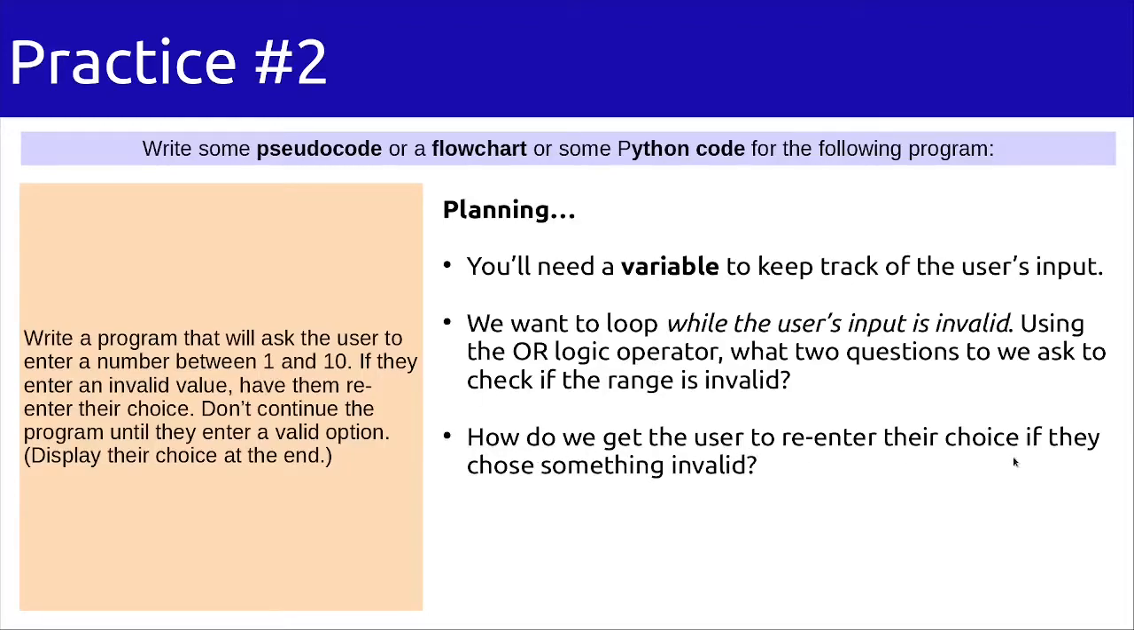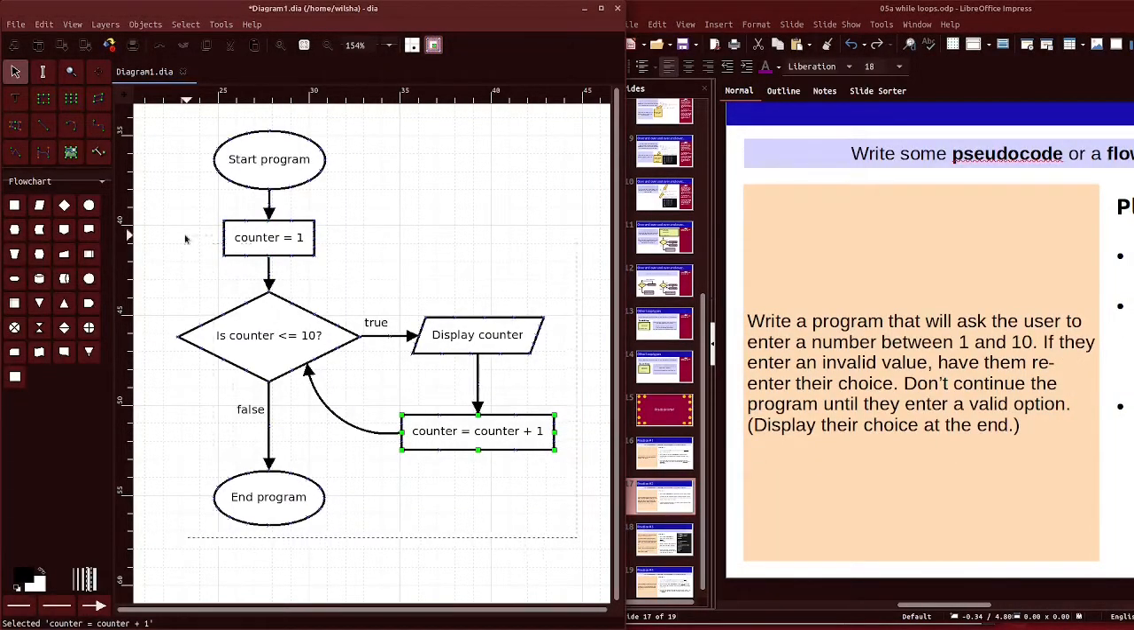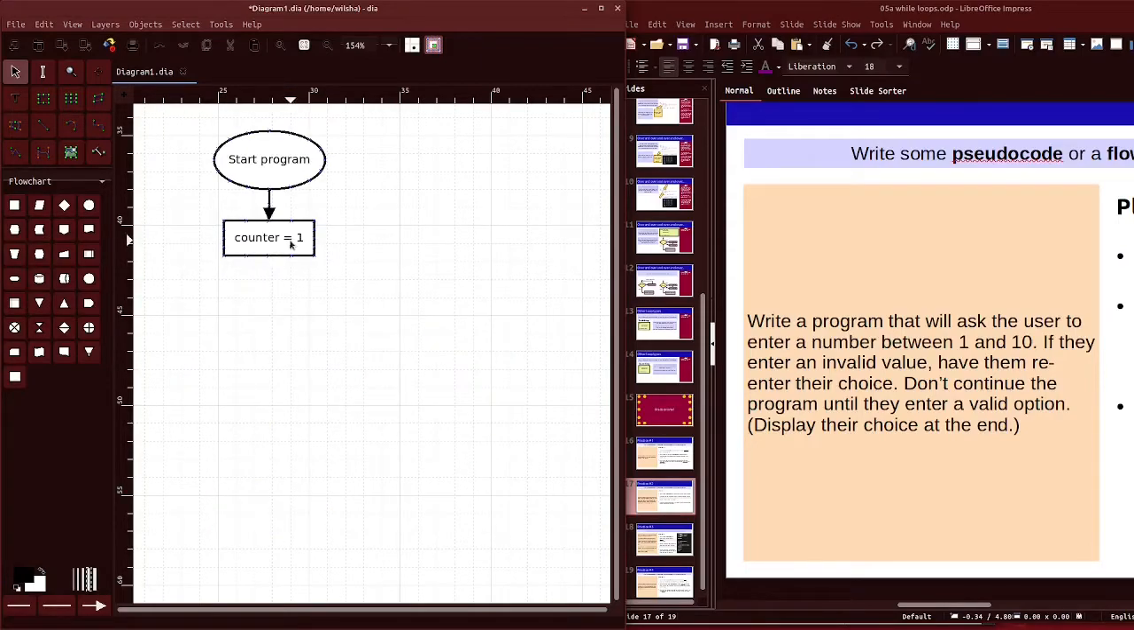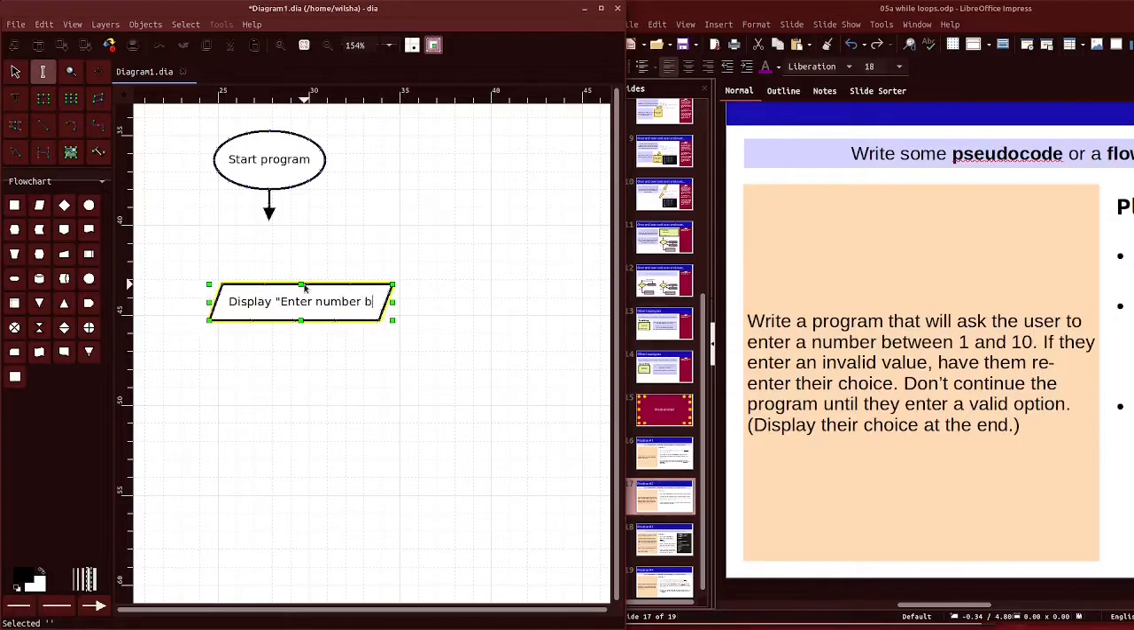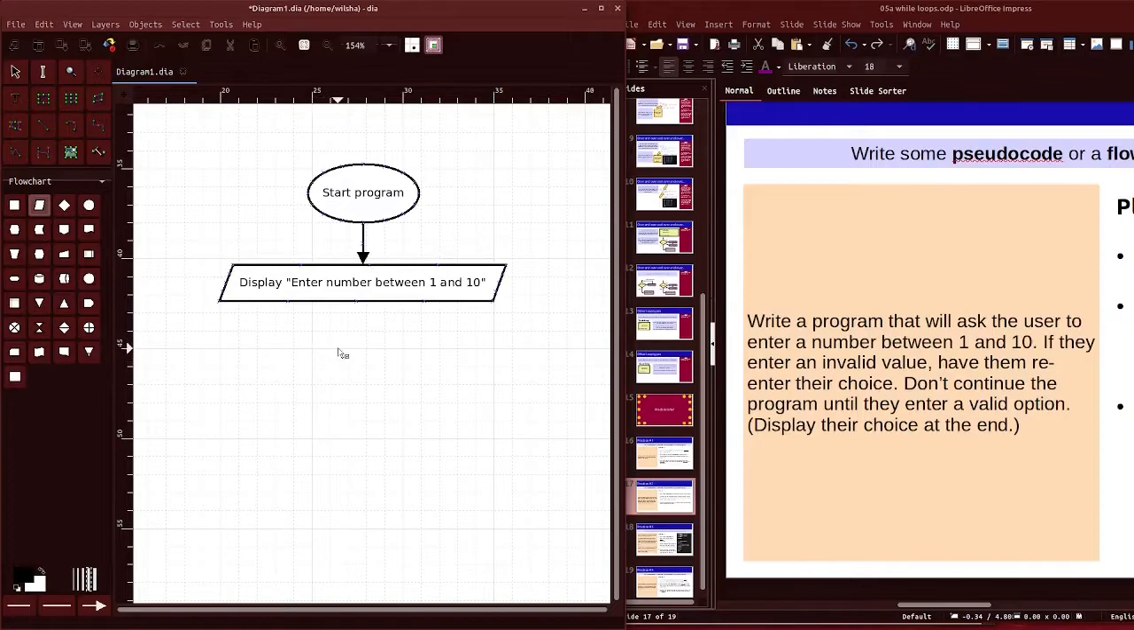How do we get the user to re-enter their choice if they choose something invalid? So we can do another input with that. So in this case, let's go ahead and erase those. We'll have the user enter a number. So let's just put display enter number between 1 and 10. Okay, we'll get the user's choice, get user input, store in, let's just say choice.